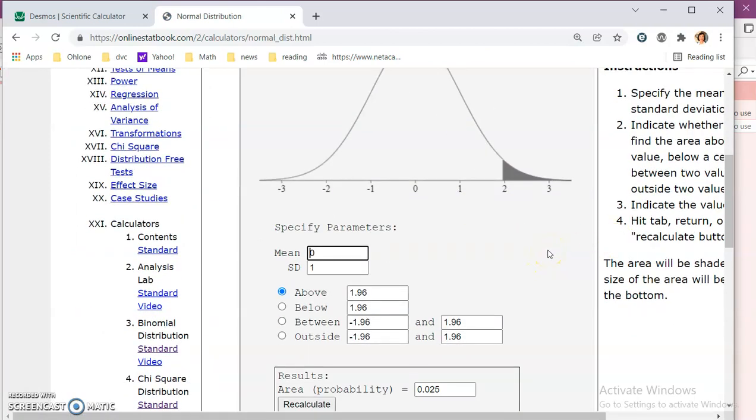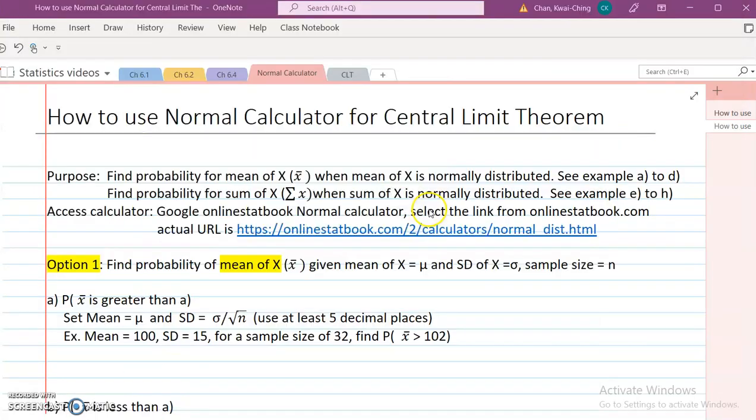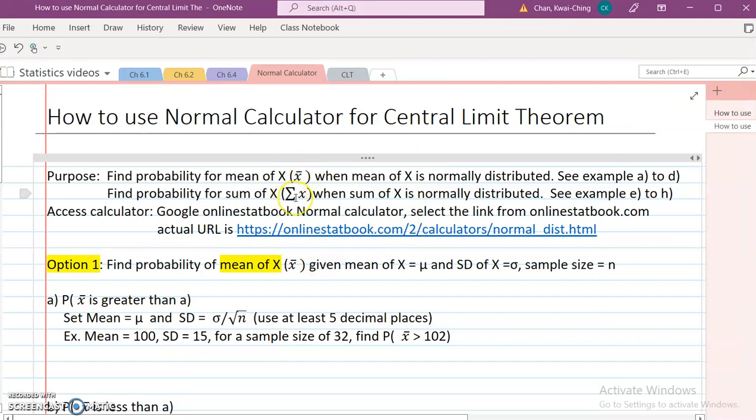We used it to find the probability of X before in chapter 6, where you would input the mean and the standard deviation of X, just whatever number is given. And then you would select the calculator option to help you find when the X value is above, below, between, or outside a certain value. Except we are not using it to find X probability. We're using it to find X bar as well as the sum of X.